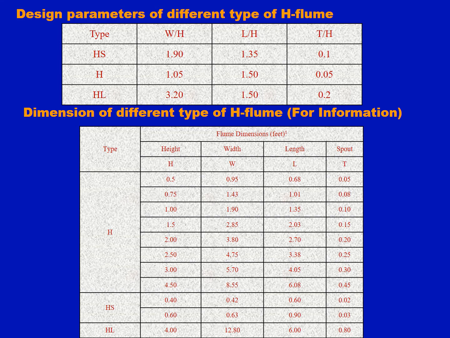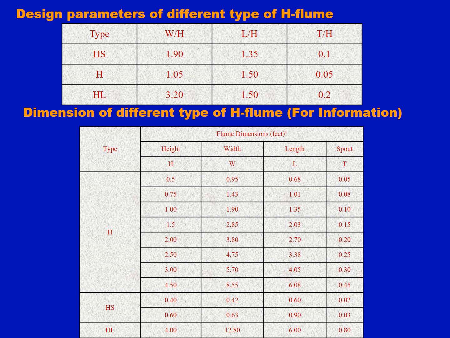Suppose we say H by T; in the previous or first table we can see T by H is 0.1. Similarly in all the HS flumes, T by H is 0.1. Similarly W by H will be 1.9, and L by H will be 1.35.